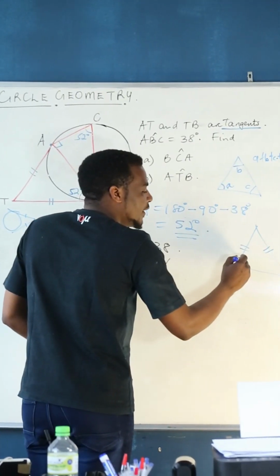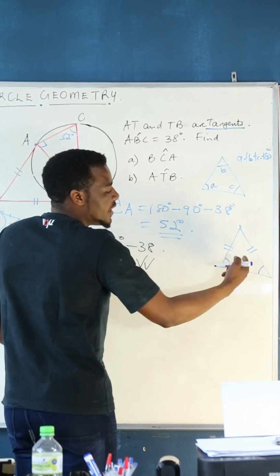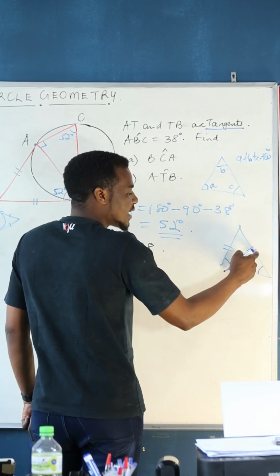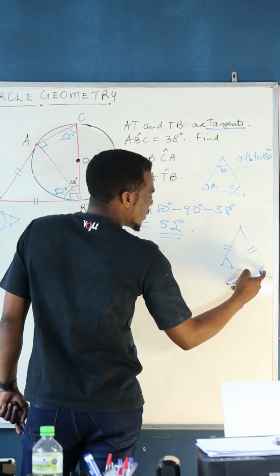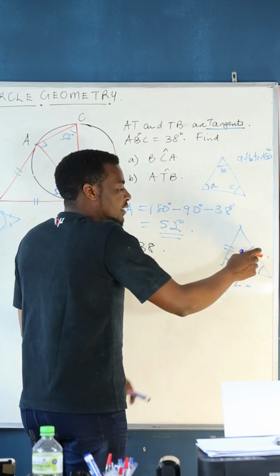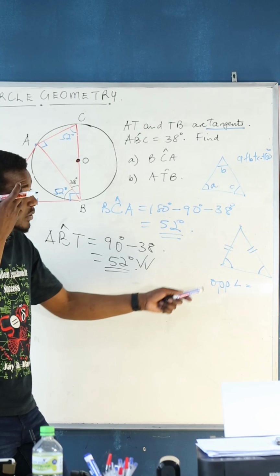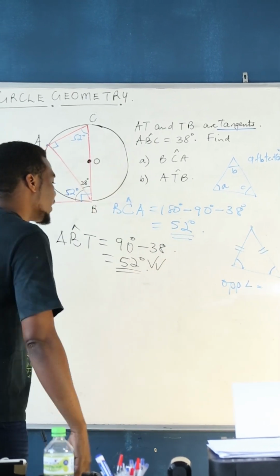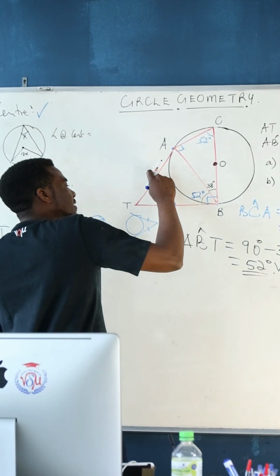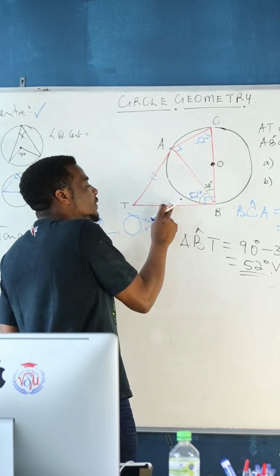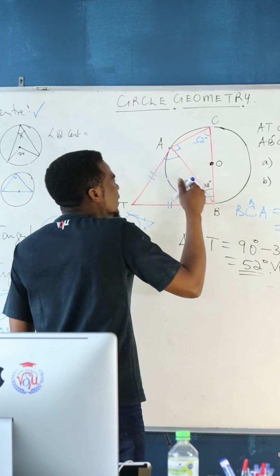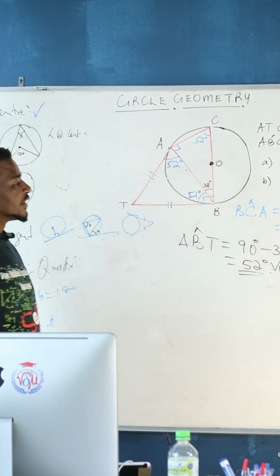So in an isosceles triangle, the base angles are also equal, so the angles opposite equal sides. So this side and this side are equal. The angle opposite to this side is this one, and the angle opposite to this side is this one. So equal sides give us opposite equal angles. Okay, so basically this angle and this angle are equal. Therefore, this is also 52 degrees.